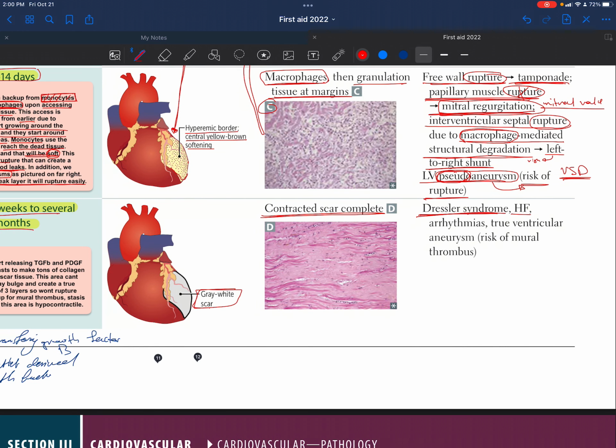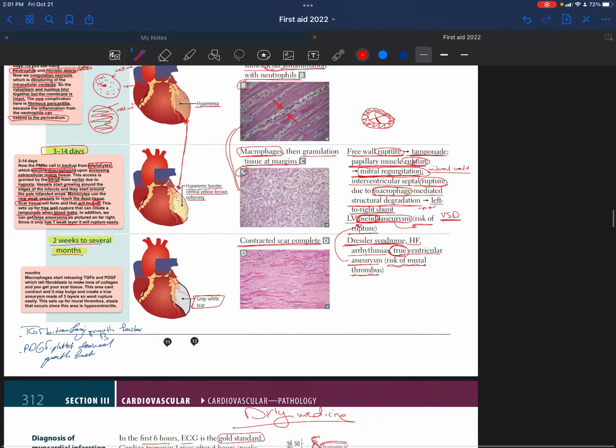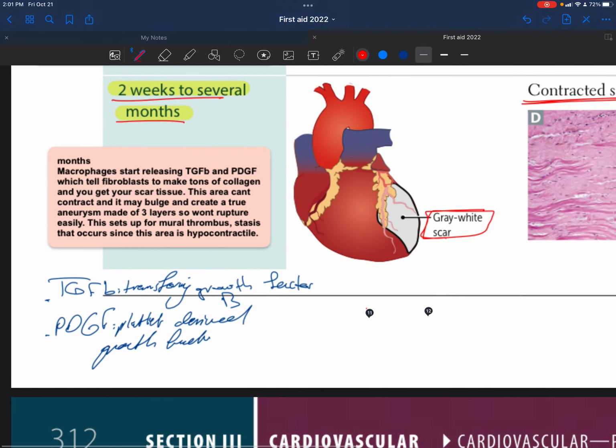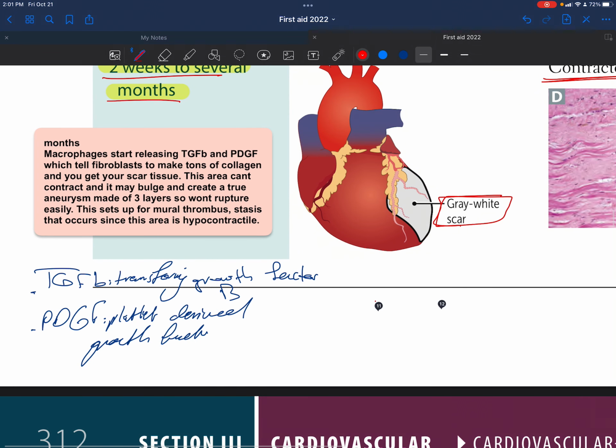Back to the complications, all of it. We could have Dressler syndrome, we could have heart failure, we could have arrhythmias, and now we could have true ventricular aneurysm, which has the risk of mural thrombus. So it's not like pseudo, as we just said in the previous period. No, this time it's a true ventricular aneurysm that has the risk of mural thrombus.